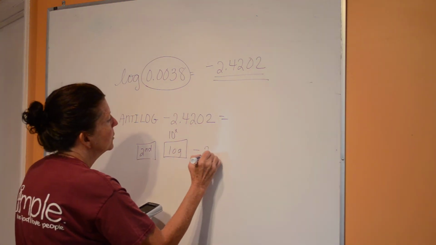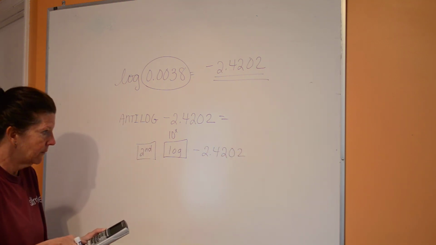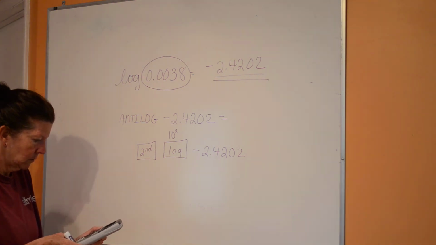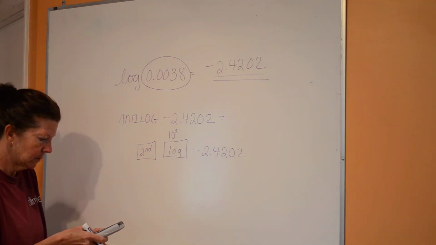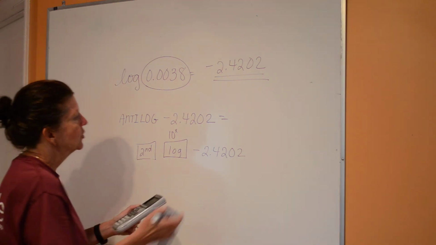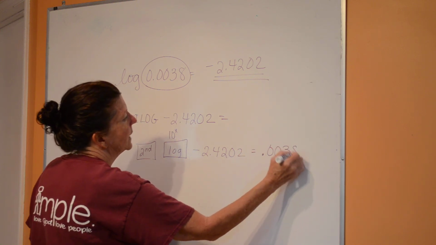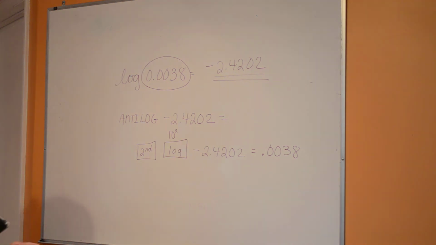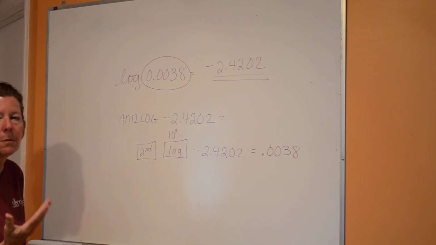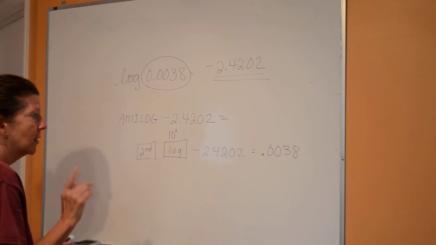and then negative 2.4202. And hit enter. It should give me that as an answer, 0.0038. So it's almost like a backwards of the log, and it will tell you, find the antilog of this, or find the antilog of that. Now later on, we're going to do problems where you're going to have to figure out whether you're going to use the logarithm or the antilog, but not today.